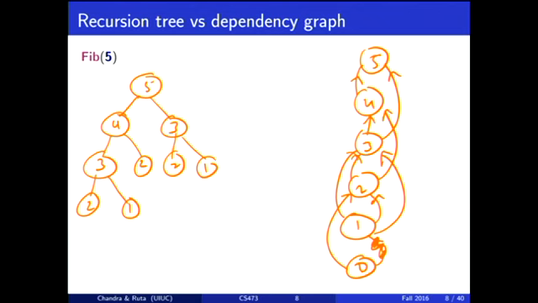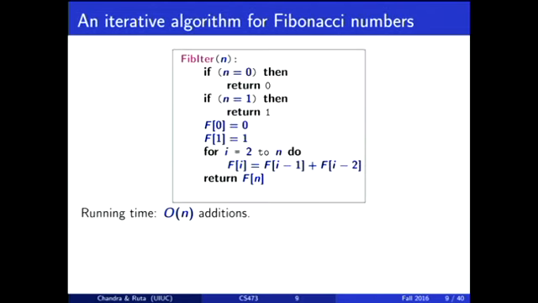How will you compute fib of 5 using this graph? We'll just topologically sort this. That is, we order them from no dependency, the sources, to the sinks, and then just say, to compute 2, I just compute the sum of this and so on. Alternatively, there is a simple iterative algorithm, which is basically imagining the dependency graph and computing it bottom up. You allocate an array of size n, and say, I know the base cases, then from i equal to 2 to n, I compute f of i as f of i minus 1 plus f of i minus 2. So the running time of this is only n.